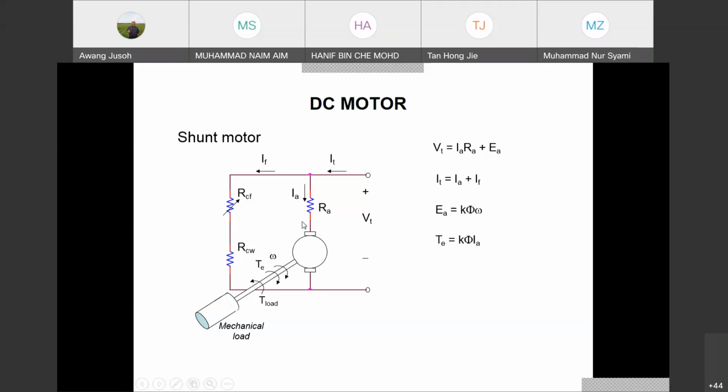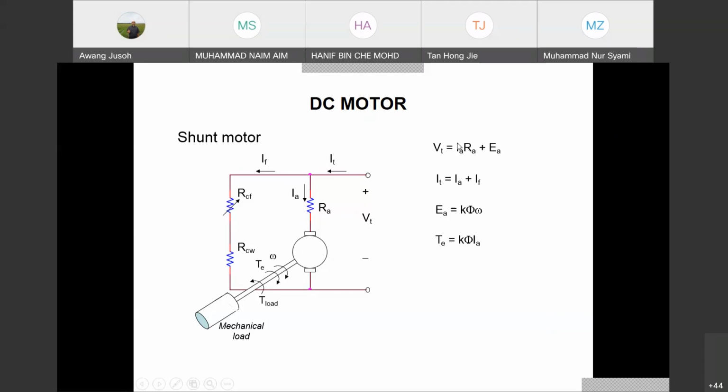Okay, so what is different with the generator? If you talk about the generator, we have Ea there. So Ea equals IaRa plus V terminal. Don't get confused with the generator, the shunt generator. The equation is almost similar, but the sign here, if it's a generator, it must be minus there. So E equals V plus IaRa.